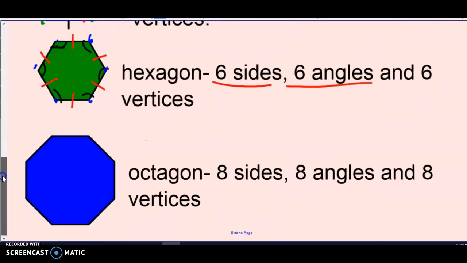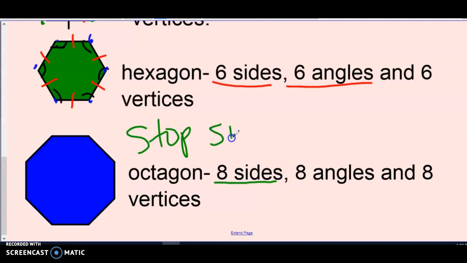And our last shape is an octagon. An octagon has 8 sides. What else does an octagon remind you of? If you said a stop sign, you are correct. A stop sign has 8 sides. A stop sign is an octagon. 1, 2, 3, 4, 5, 6, 7, 8 sides. Oh, 8 angles and 8 vertices.